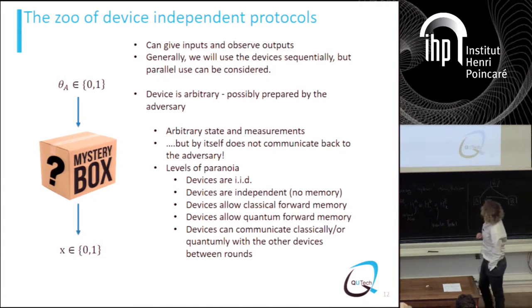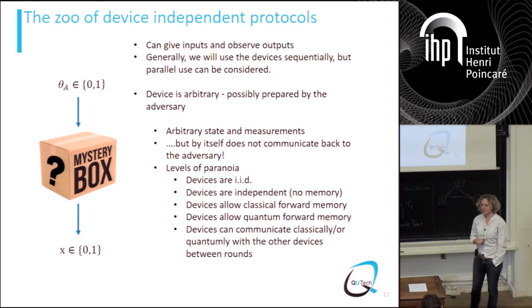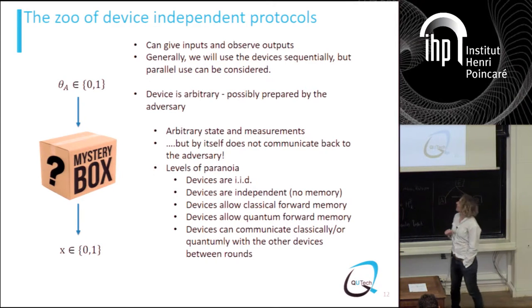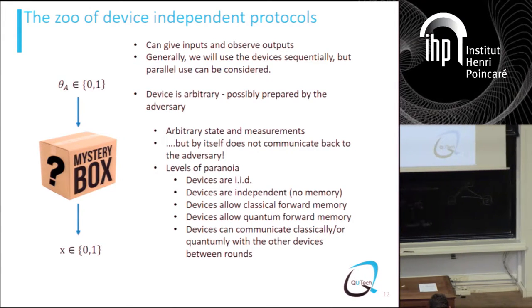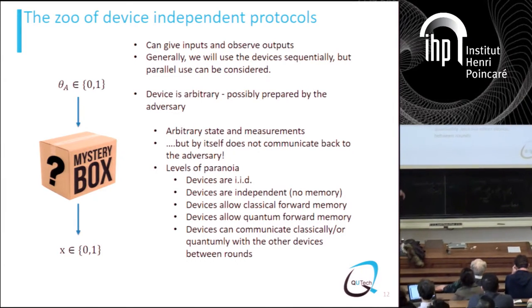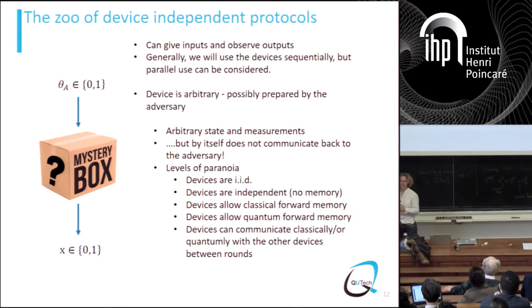Like I said, the device is arbitrary, typically. It usually does not communicate back to the adversary. And there are several levels of paranoia. For example, we can assume that the devices behave IID. We can assume the devices are at least independent, so they might behave differently, but they have no memory. We can assume that the devices only have classical memory going forward, like no quantum states being stored. There are models where we allow full forward quantum memory, arbitrary quantum memory. And there are also models where between each round, the devices can also communicate classically or quantum.